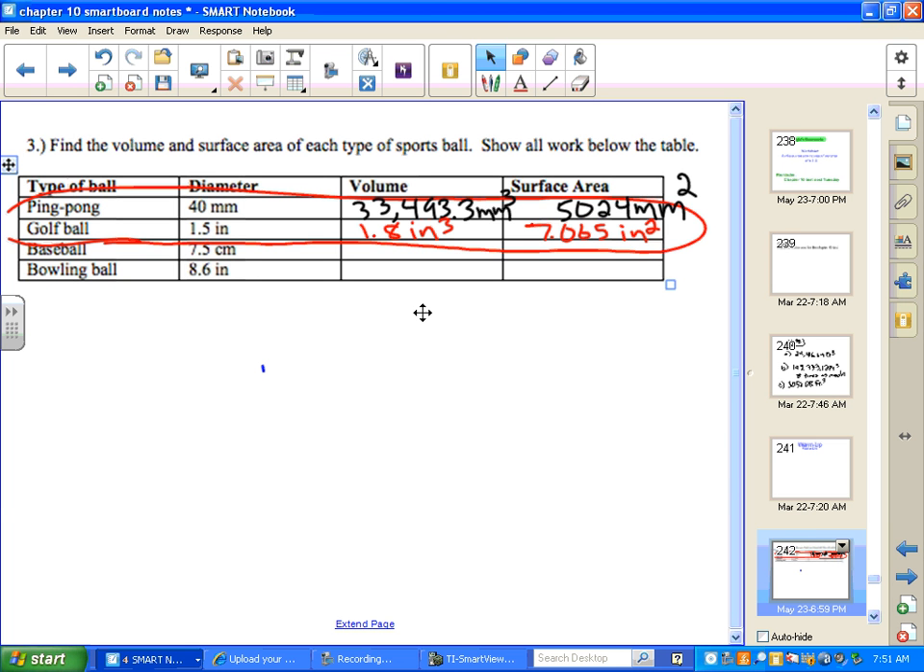Wait, okay, so what was your second part? You kind of got quieter there. And you don't know what you do. Okay, volume of the ping pong. So first of all, did you divide 40 by 2 to get the radius? Okay, so you should have 4/3 times 3.14 times 20 cubed. So I would put in parentheses 4 divided by 3 times 3.14 times 20 cubed.